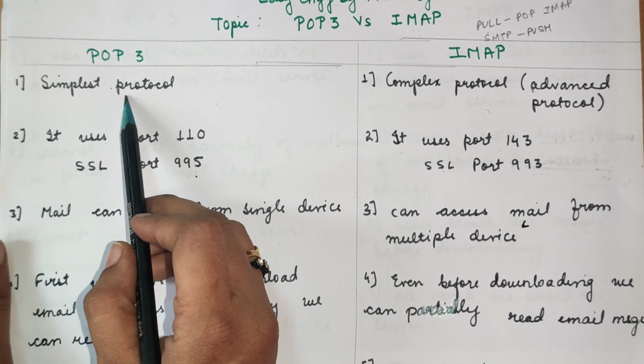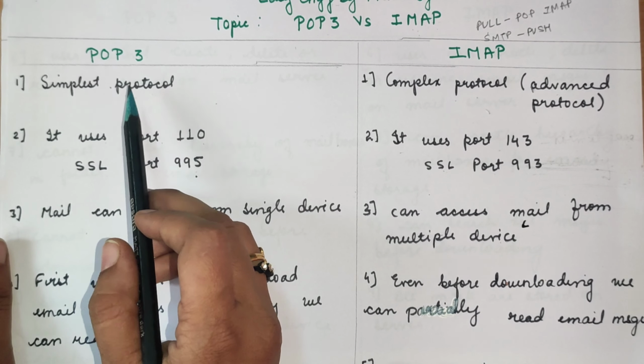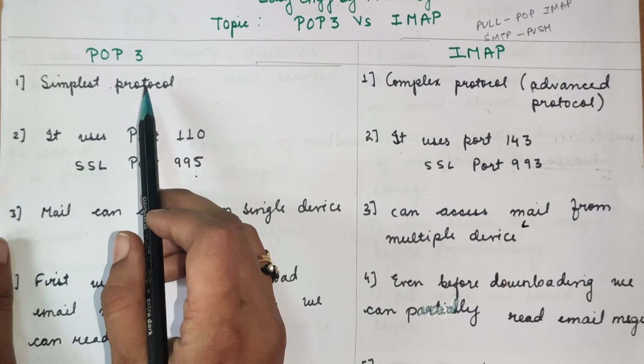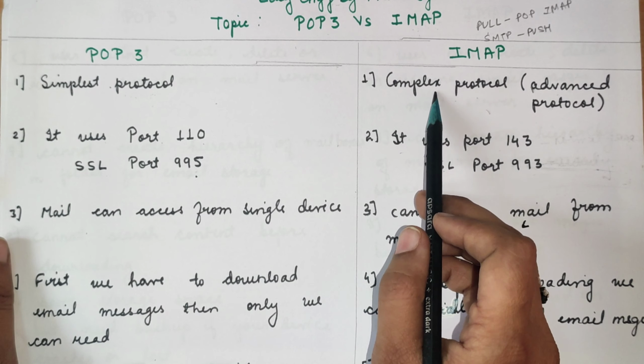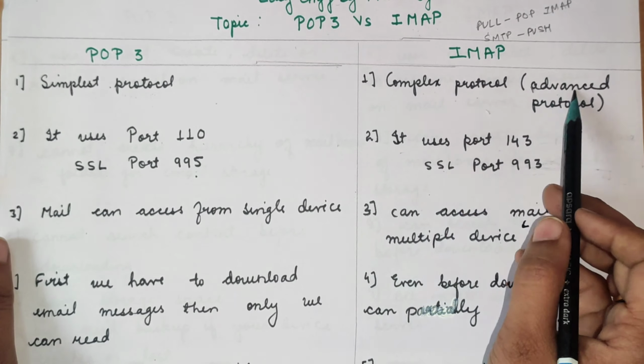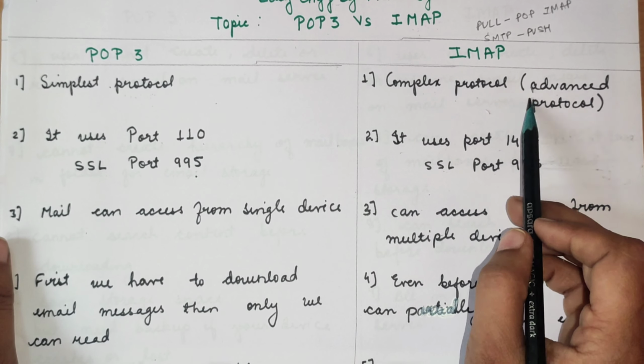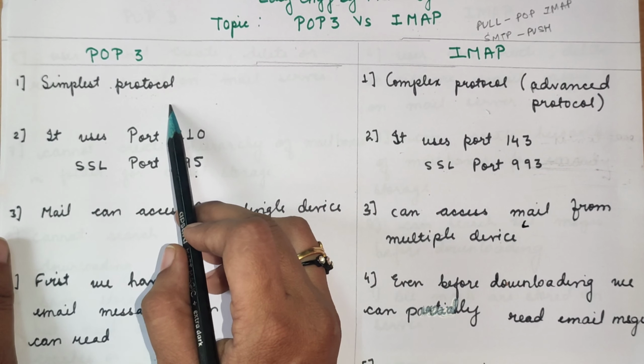POP3 is the simplest protocol as it allows downloading of your email messages to your device from your server, whereas IMAP is a complex protocol, or in other words, an advanced protocol because it provides more functionality as compared to POP3.